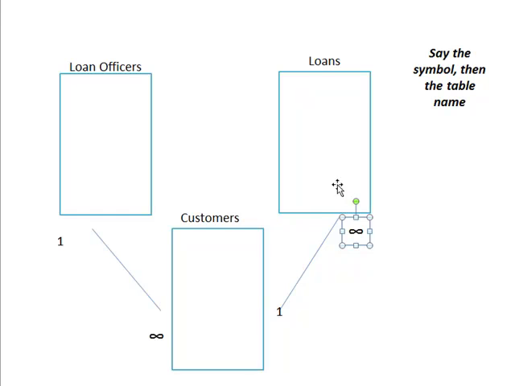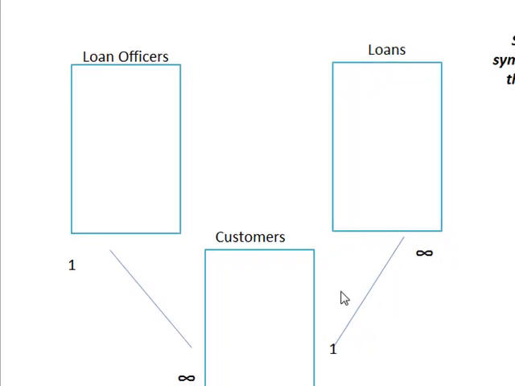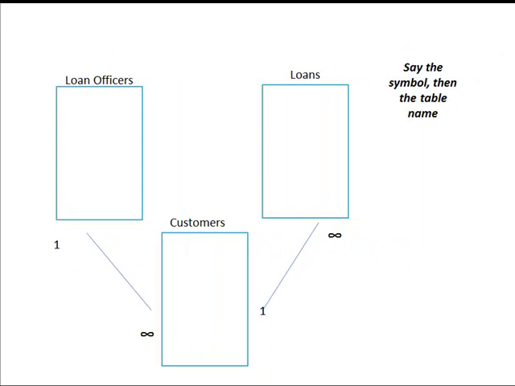One customer will have many loans. Many loans can be taken out by one customer. And then let's do this one. One loan officer could have many customers they're working with, and many customers could work with one loan officer. Okay, so now we have the blueprint for our design. We know what tables we're going to have, and we know what relationships are going to be between those tables.